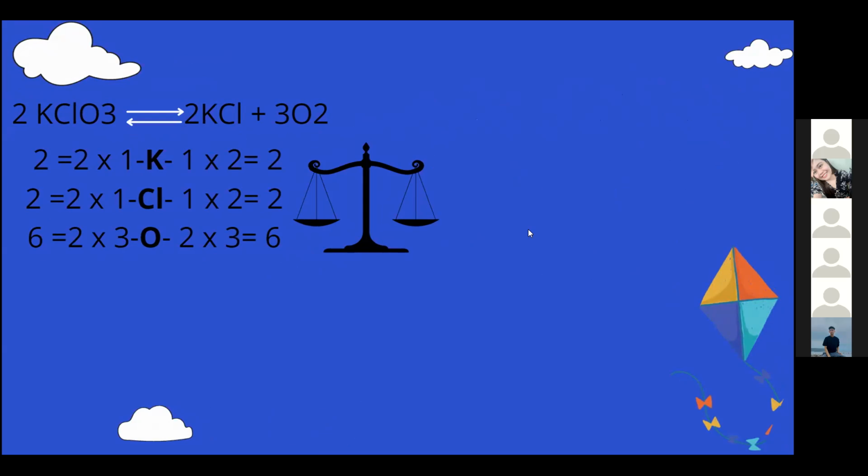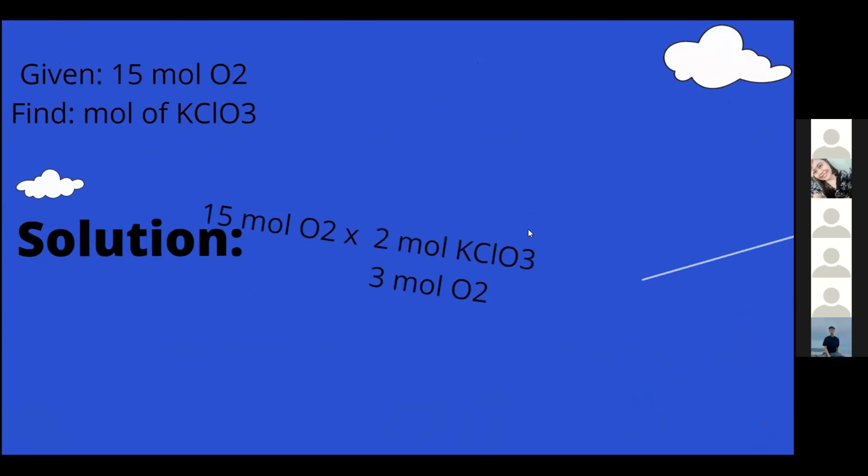Again, the first thing we are going to do is to balance the equation. Potassium chlorate, or KClO3, will yield potassium chloride plus oxygen gas. Again, the equation is clearly not balanced, therefore we are going to balance it. We are going to add 2 for potassium chlorate, 2 for potassium chloride, and 3 for oxygen gas. And now that the equation is balanced, we can proceed to the calculation.